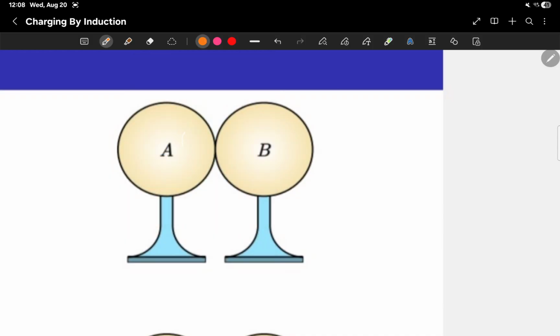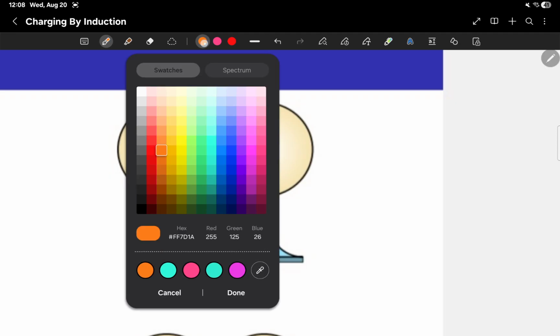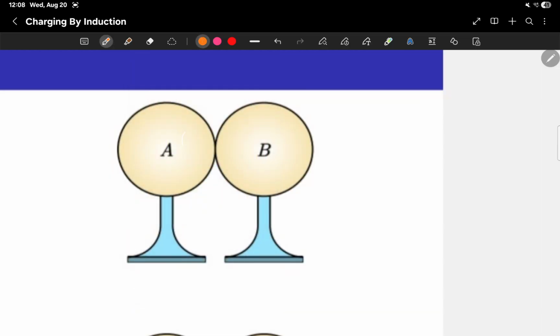So, in electricity and magnetism, they're called essentially a material that can conduct electricity, or conductors, because they allow electrons to flow through freely.